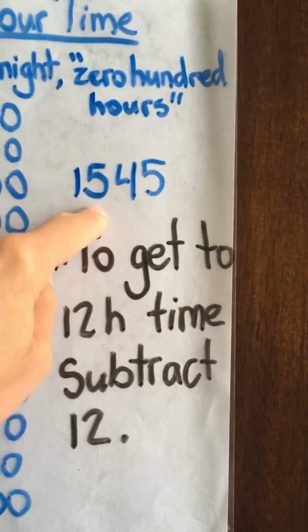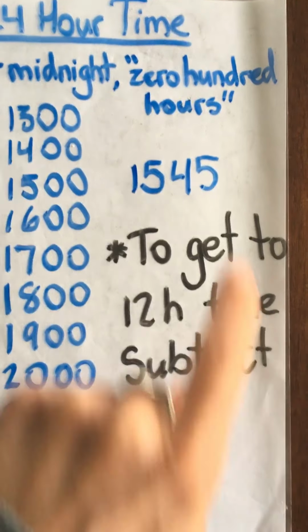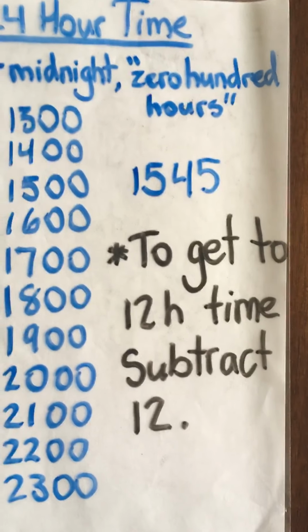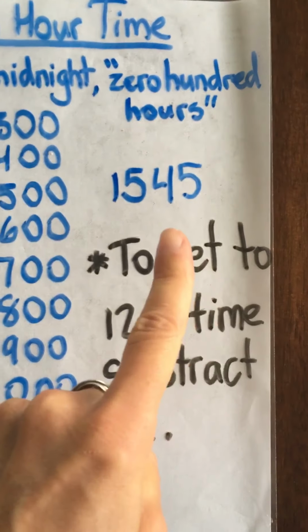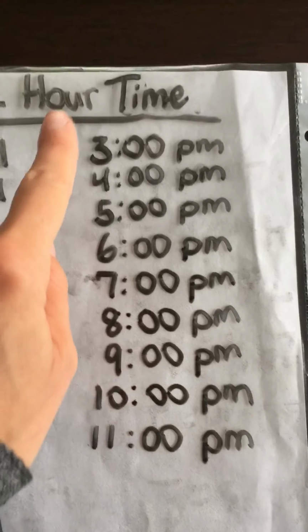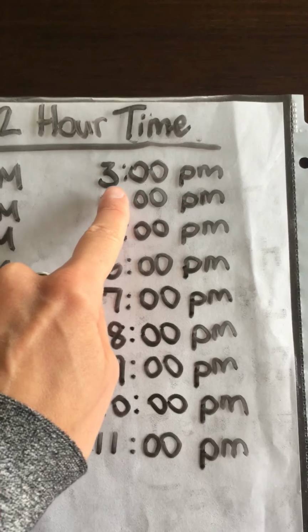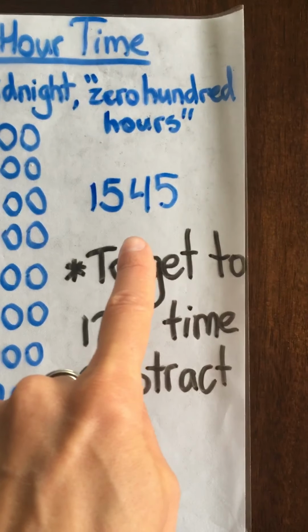So let's subtract what from our 15? We're going to subtract 12. Remember, our minutes stay the same, so that makes it easy. So if we're going 12, let's count until we get to 15. 12, 13, 14, 15. What do I got? 3. That means in our 12-hour time, it is 3 p.m. But I gave you some minutes, so it's 3:45 p.m.